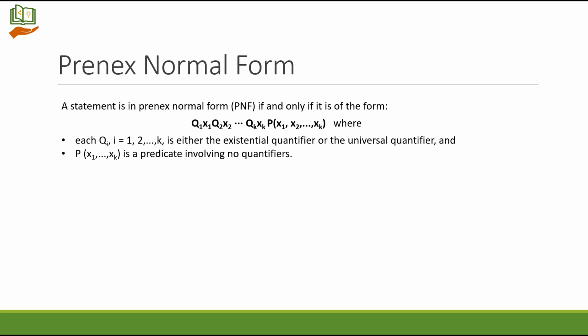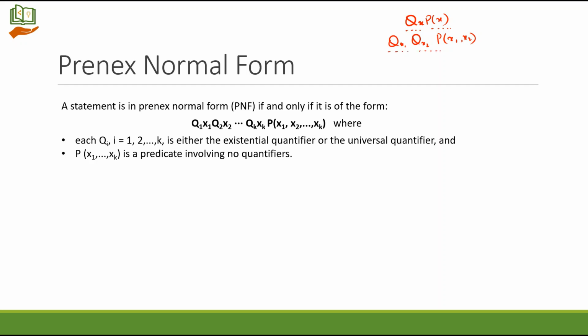Along with nested quantifiers, we have something called Prenex normal form. A statement is in Prenex normal form, called PNF, if and only if it is of the form they have given: q1 x1. So this is q x, then we have p of x. This is one quantifier and this is one predicate. When we have q of x1, q of x2, we have p of x1 comma x2. This is two variables, so this is one quantifier and this is one quantifier.